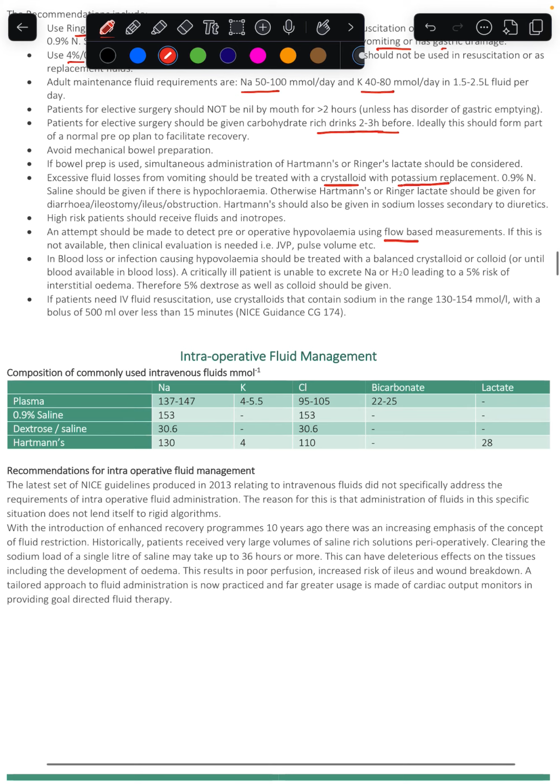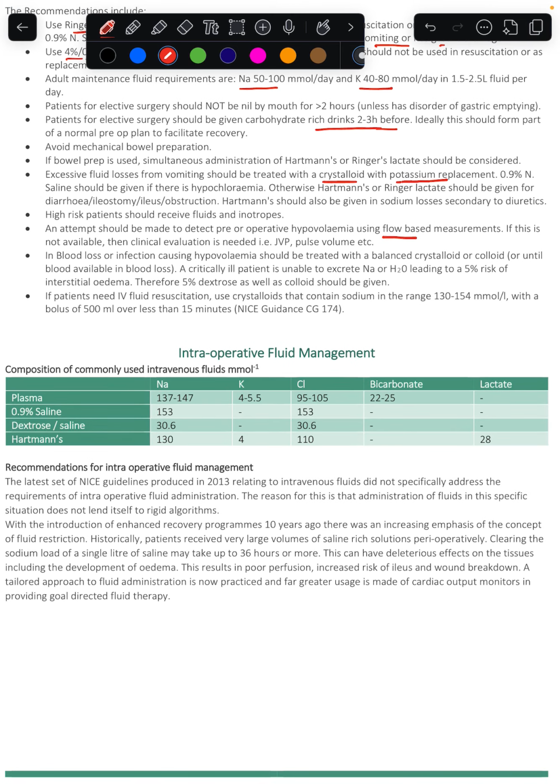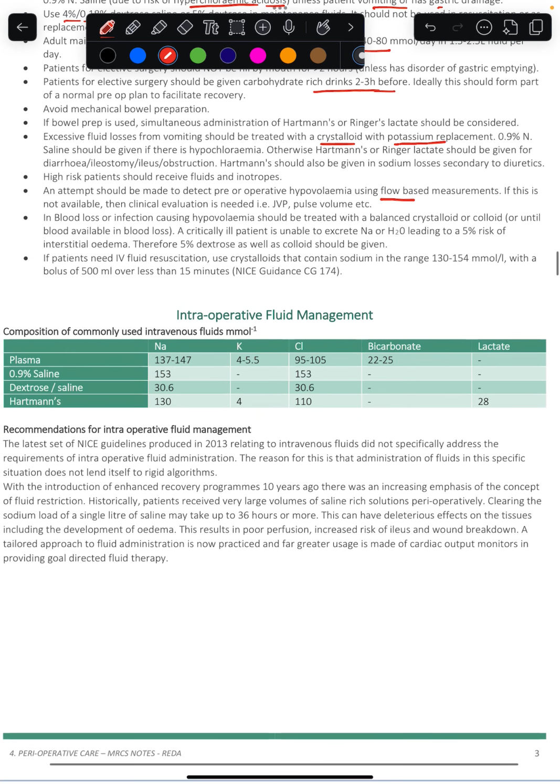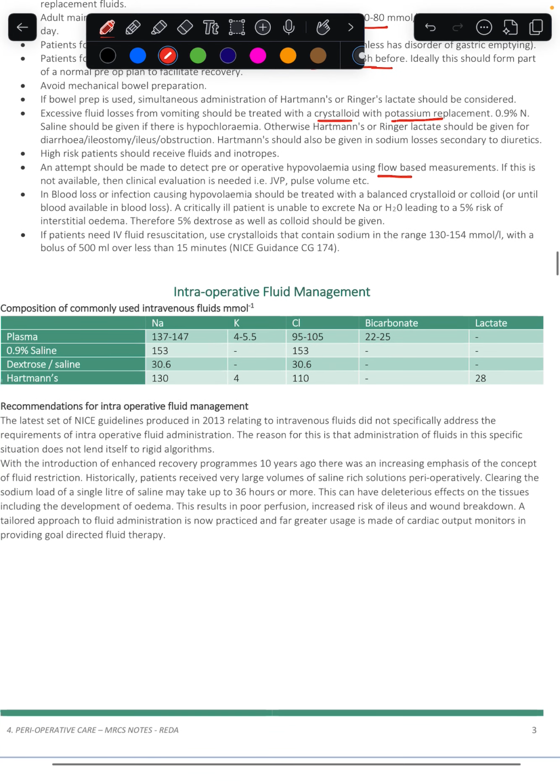Blood loss or infection causing hypovolemia should be treated with balanced crystalloid unless blood is available. A critically ill patient is unable to excrete sodium or water, leading to a risk of interstitial edema. Therefore, 5% dextrose as well as colloid should be given in a critically ill patient. If the patient needs IV fluid resuscitation, a crystalloid containing sodium in the range of 130 to 154 mmol/L, with a bolus of 500 ml over 15 minutes, has to be given.